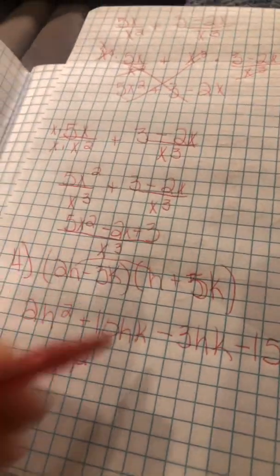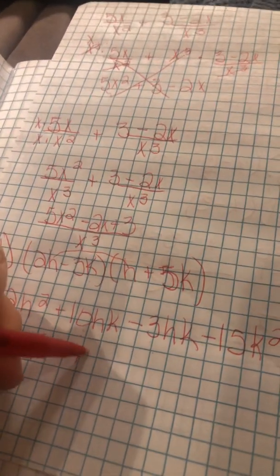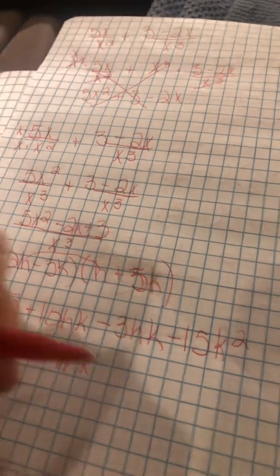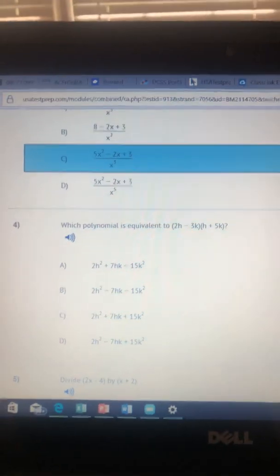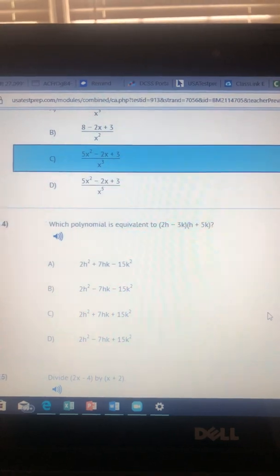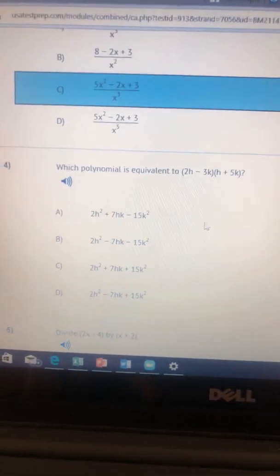2h squared, and then a positive 10hk minus 3hk is a positive 7hk minus 15k squared. Okay, so I'm just going to look for that answer, which it looks like it's going to be letter A. So we're going to choose letter A here.